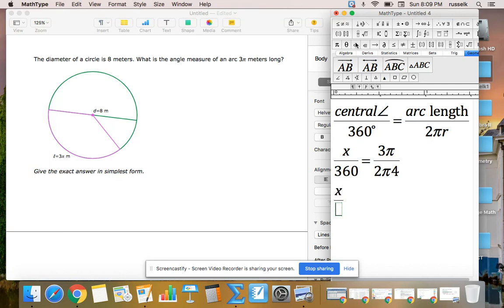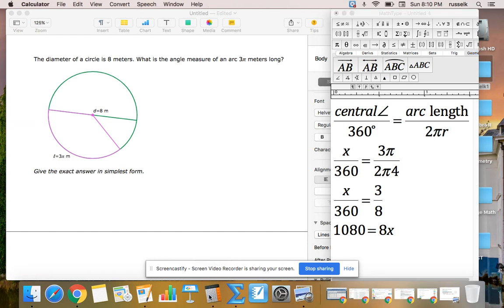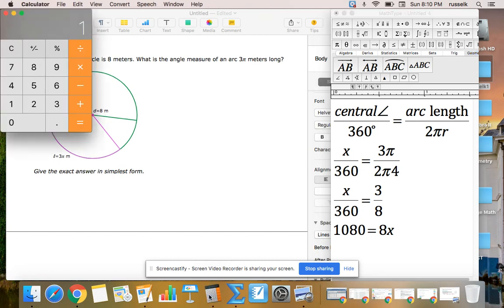Cleaning the fractions up, we have x over 360 is equal to, once again, the pi's cancel out, so I'm just left with 3 over 8. Cross multiplying, we get 3 times 360, which would be 1080, equals 8x. Dividing 1080 by 8 gives me 135.